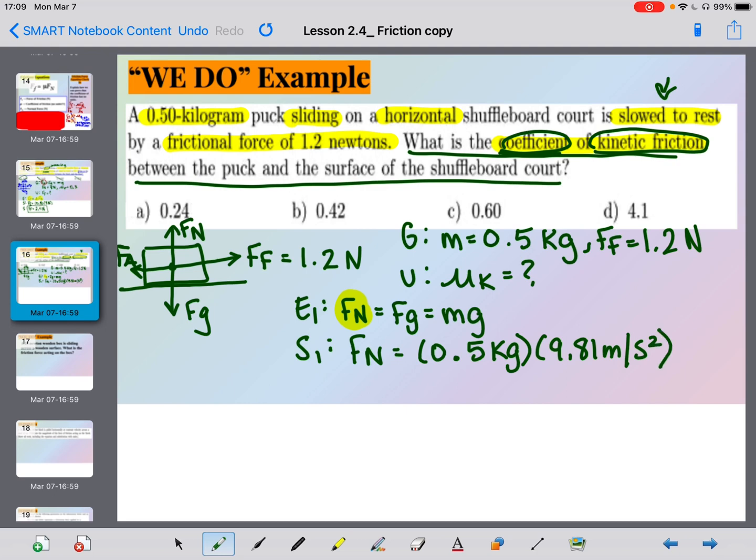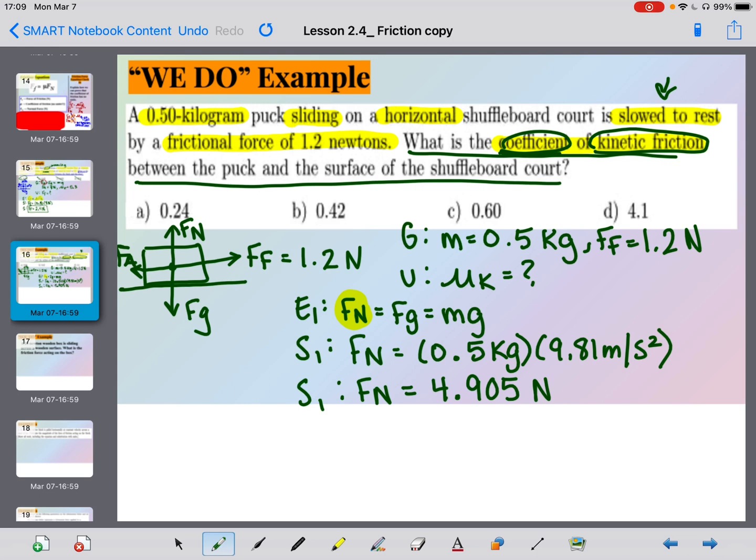We should actually be very familiar with this number. If you remember from kinematics, we used to do 1/2 times 9.81. So most of us by now should have this kind of memorized in our heads. So you would get a normal force of 4.905 newtons.